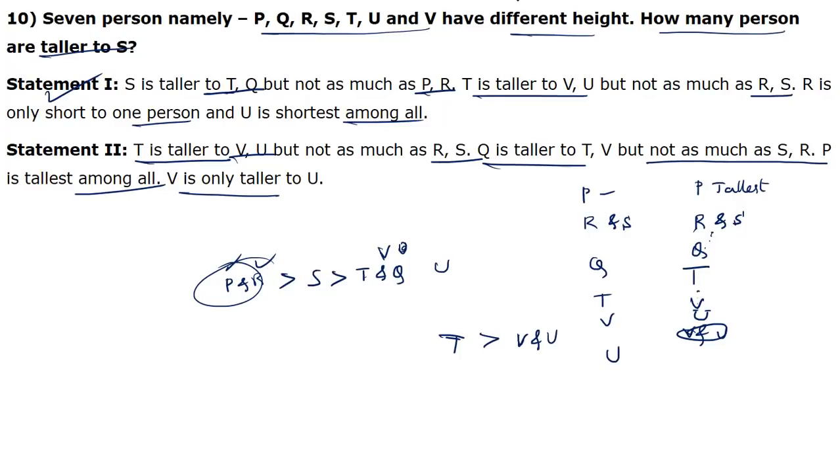Here we need to find out how many persons are taller than S. If R is taller than S, then I can certainly say that there are 2 persons who are taller than S. If R is shorter than S, then there is only 1 person who is taller than S. But we don't know, R and S can be at either place. So we cannot come to a conclusion how many persons are taller than S. That is why statement 2 is not sufficient. Therefore statement 1 alone is sufficient to answer the question. That is nothing but option A.